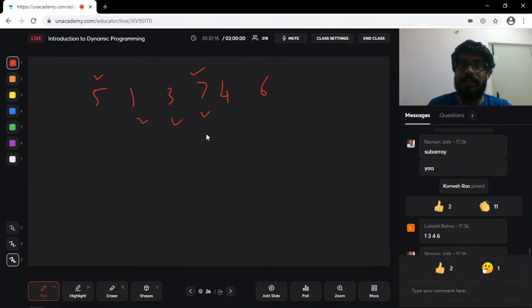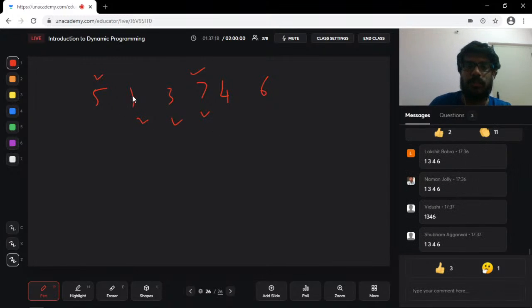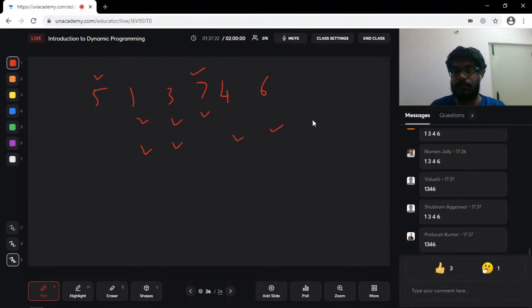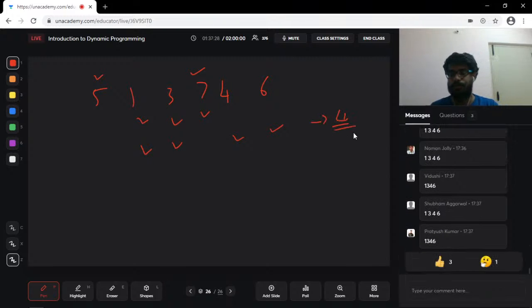But what is the longest increasing subsequence? The longest increasing subsequence would be 1, 3, 4, 6. Yeah, exactly. So all of you got it right. So it's 1, 3, 4, 6. The length is 4.